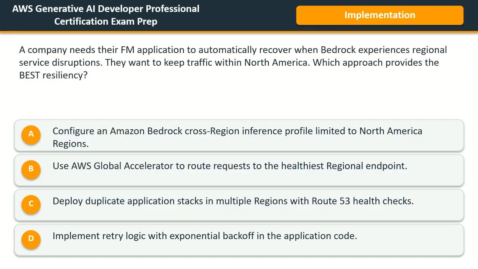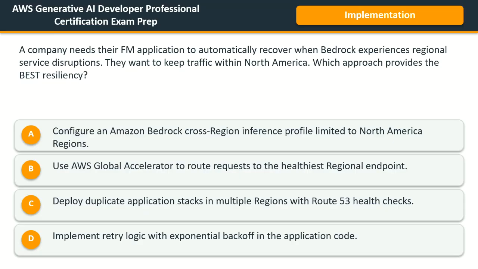Let's talk about why the other answers are incorrect. Option B uses Global Accelerator. Global Accelerator works with your own regional endpoints. Bedrock is a fully managed service, so this would require extra infrastructure that the question does not ask for. Option C deploys duplicate stacks. That adds cost, operational overhead, and complexity. The exam strongly prefers managed resiliency when it exists.